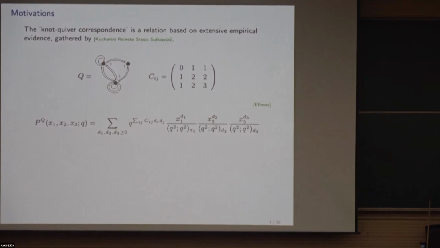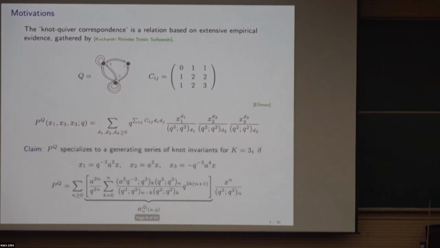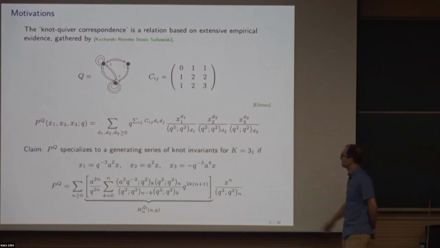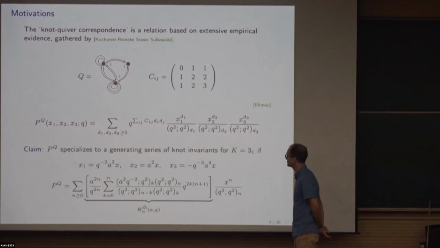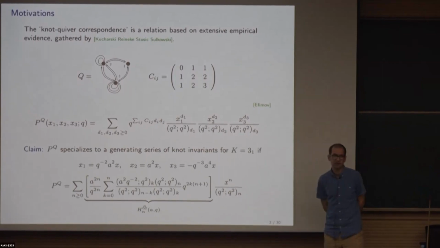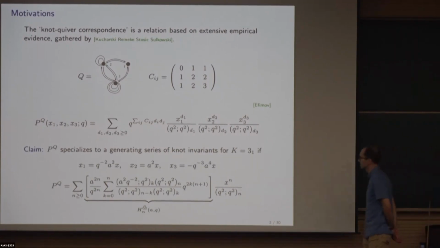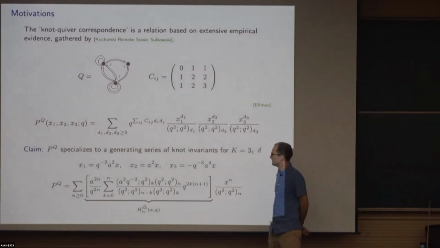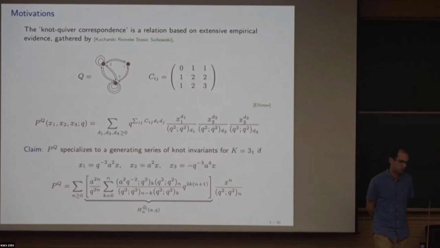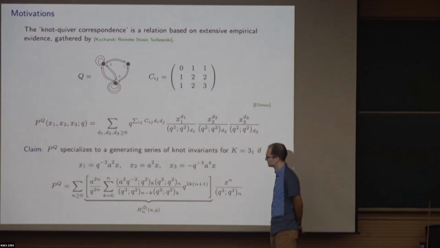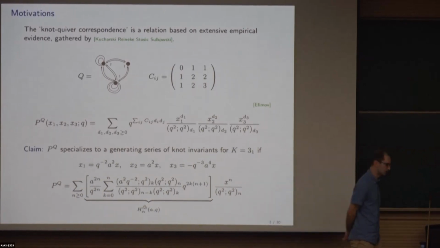Then, given this partition function, the claim is that if you take this partition function and you specialize variables x1, x2, x3 to some powers of a, q, and x in this way, then what you get, after reorganizing it as a series in x, is the generating series of HOMFLY-PT polynomials for a knot. In this case, it's the trefoil knot. And if you're an expert, these are the reduced HOMFLY-PT polynomials. Okay, so that's an example of the knot-quiver correspondence.